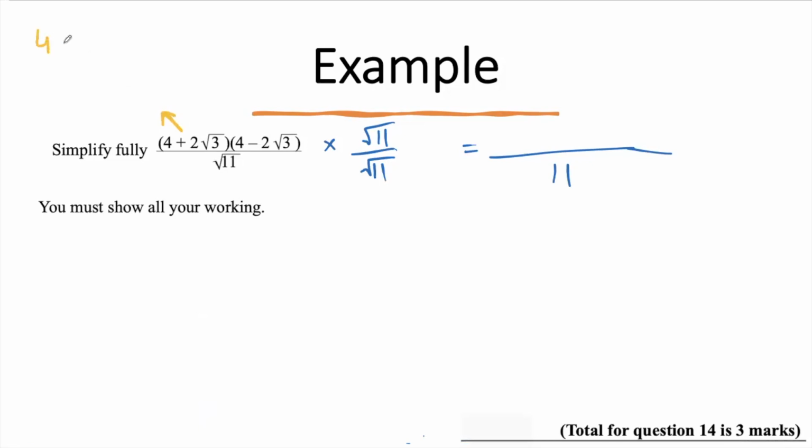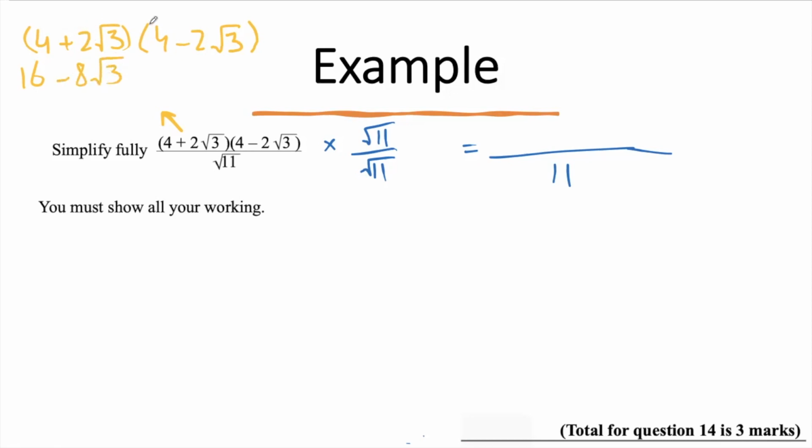So it's 4 plus 2 root 3 and 4 minus 2 root 3. Okay, we can expand them. 4 times 4 is 16. And 4 times 2 root 3 is 8 root 3. Remember, you can always treat your surds like variables in algebra, so 4 times 2 root 3 is just like 4 times 2x is 8x. So this is minus, so we have minus 8 root 3.